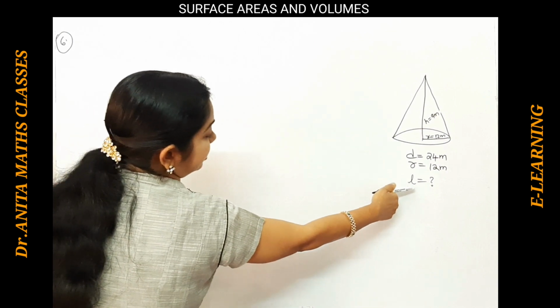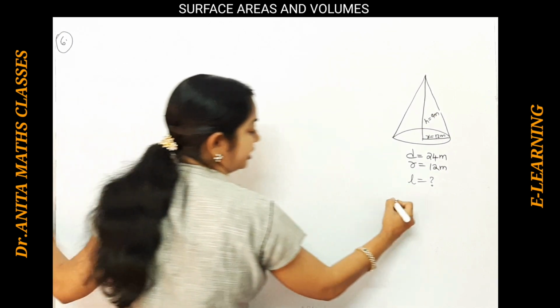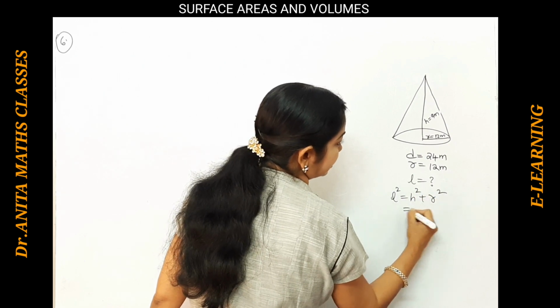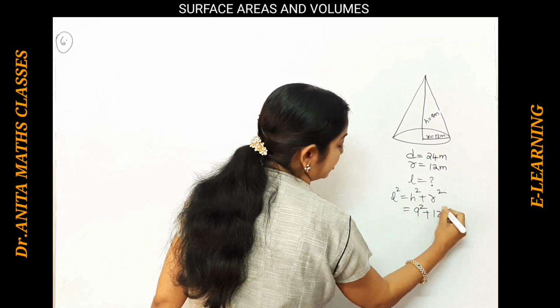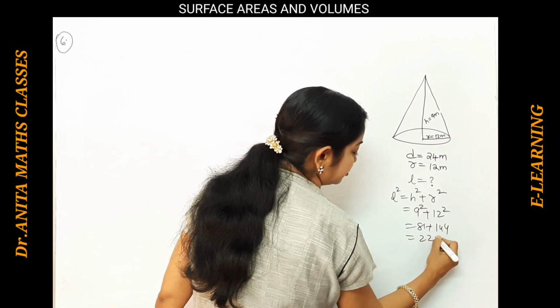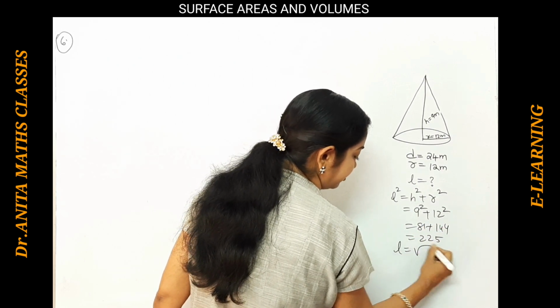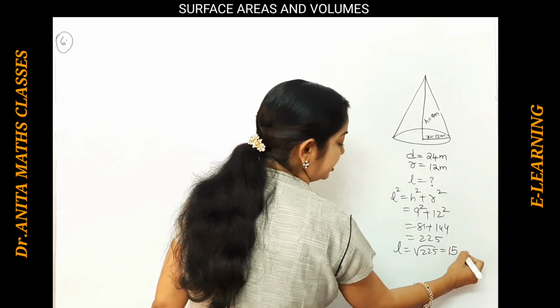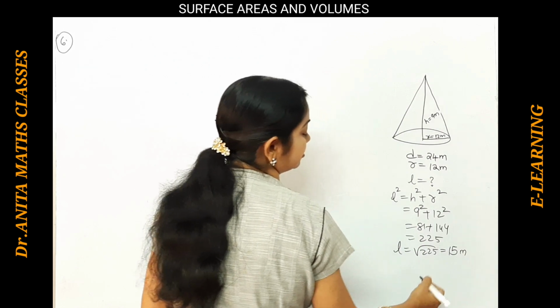Now coming to finding L. How do we find L? L square is equal to h square plus r square. So that is 9 square plus 12 square, that means 81 plus 144. So this comes to 225. So L is square root of 225, that is 15. And since all are in meters, L is also in meters.